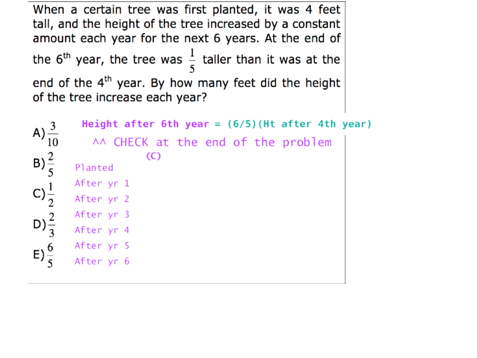So when the tree was planted, it's 4 feet tall. After year 1, it's 4.5. After year 2, it's 5, 5.5, 6, 6.5, 7 feet tall. So notice this is supposed to be a ratio of 6 to 5, but it's actually 7 to 6. So after the 6th year, it's 7/6 of the height after the 4th year.